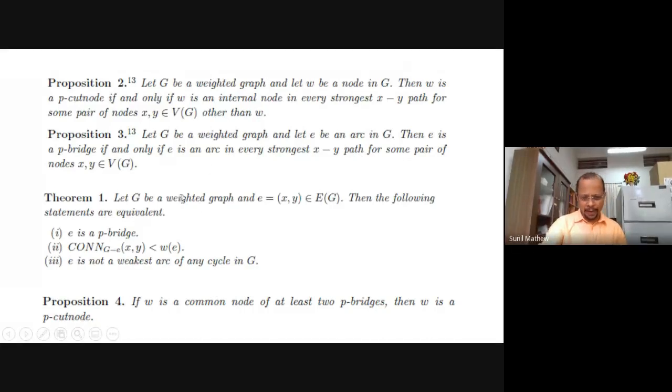Now, this is a very simple result which finds the partial bridges of a weighted graph or a weighted network. E is a partial bridge if the connectivity between X and Y, where X and Y are the end vertices of that bridge, is reduced by the removal of that edge E. What is this? This is the weight of the edge E. The connectivity between the end nodes is less than the weight when that particular edge is removed, right?